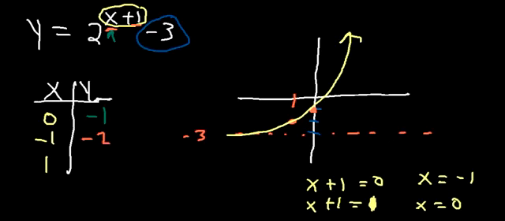You can plug in 1. And let's see, that's 1 plus 1 is 2. 2 squared is 4. Minus 3, that's 1. So when x is 1, y is 1. But my graph is not perfectly accurate, but I just want to give you some general guidelines to graph it.